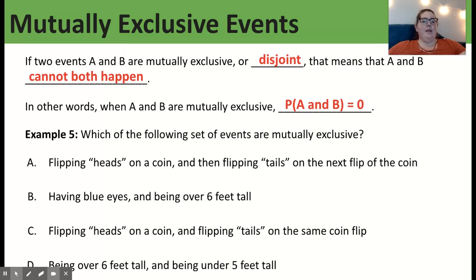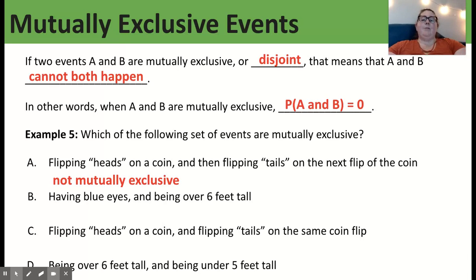they are mutually exclusive. So part A, flipping heads on a coin and then flipping tails on the next flip of the coin. So the question is, can both of those things happen? And the answer is yes. Because we're dealing with 2 separate flips of the coin, it is very possible to flip heads first and then on the next flip to flip tails. So both of those things can happen. So that would be not mutually exclusive.